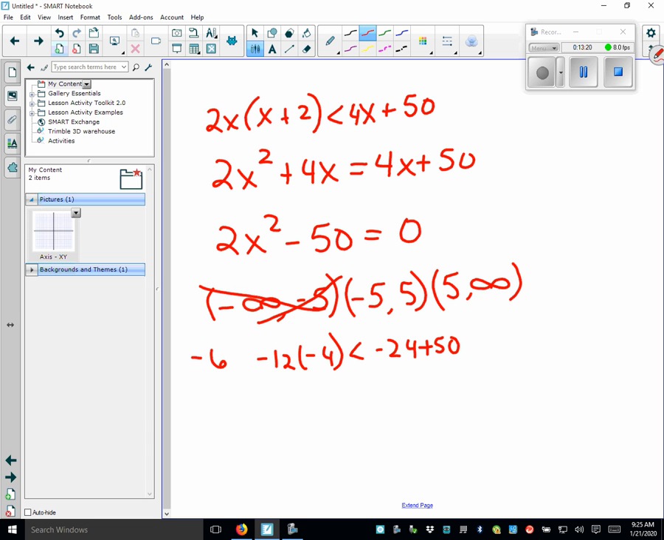Try a 0. That gives me 0, 0 is less than 50. That is true. And a 6. 12 times 8 is less than 24 plus 50? Nope.